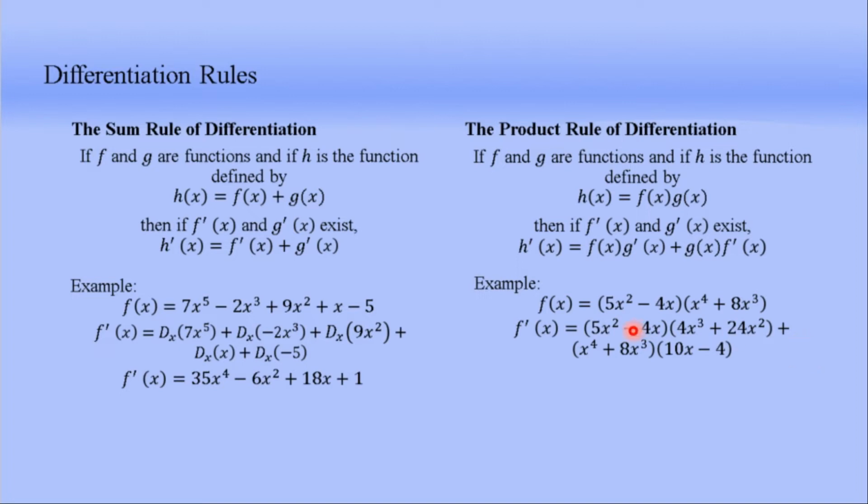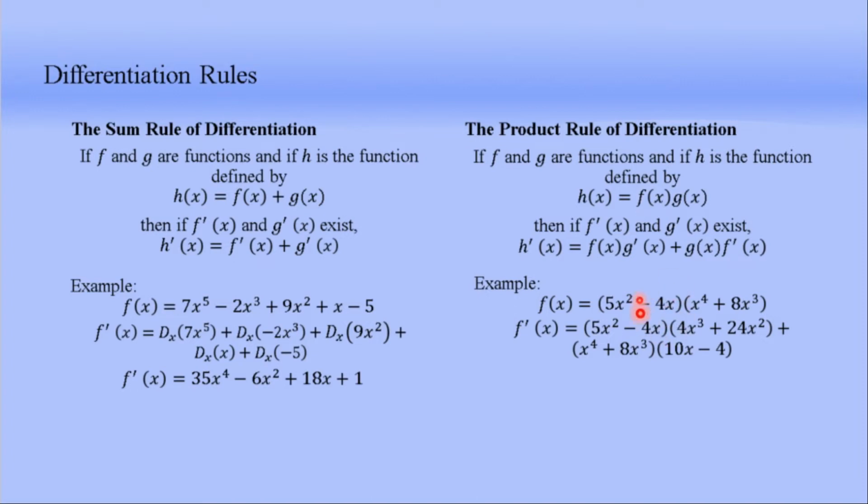And then plus, write the function g of x, so x raised to the 4th power plus 8x cubed, times the derivative of the first function, the derivative of f of x. The derivative of the first term, 5x squared, is 10x. So 5 times 2 is 10, then 2 minus 1 is 1. So x raised to the 1st power is just x. So 10x.